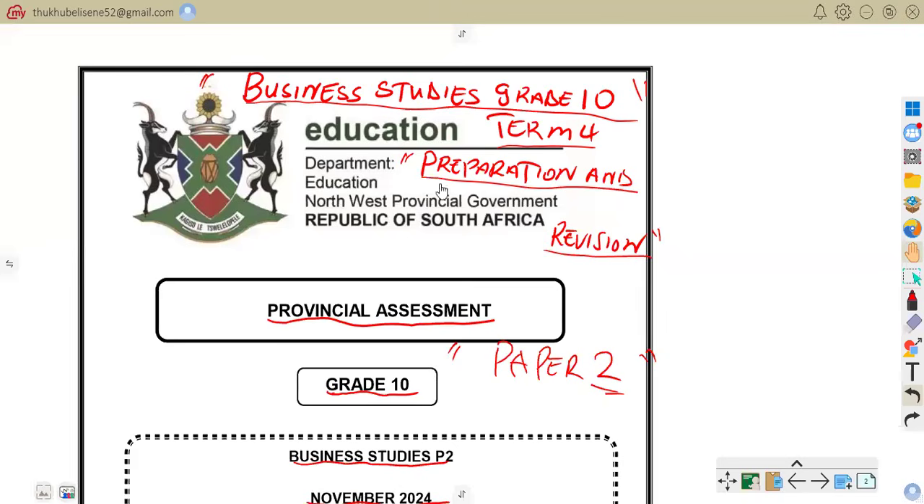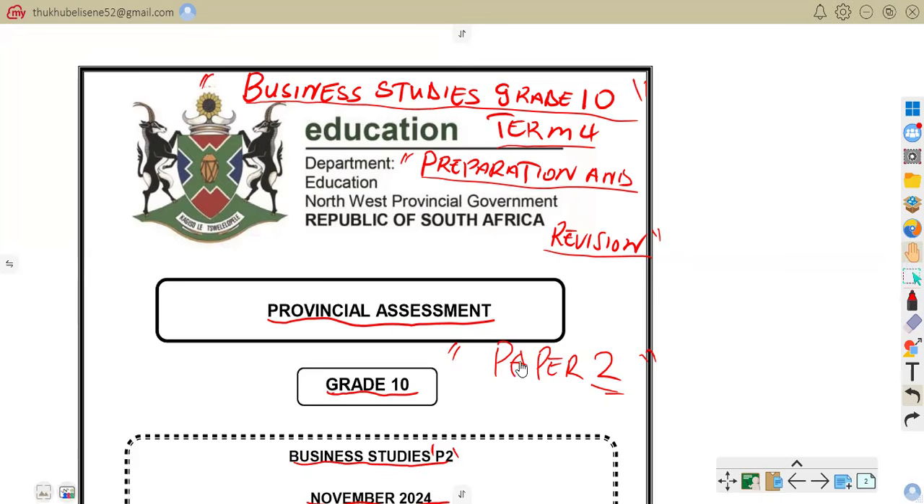Thank you very much for once again welcoming you to Business Studies Grade 10, Term 4 Preparations and Revision, whereby today I want us to look at Business Studies Grade 10, Term 4, Paper 2. We're going to look at the Business Studies Paper 2 Final Exam.